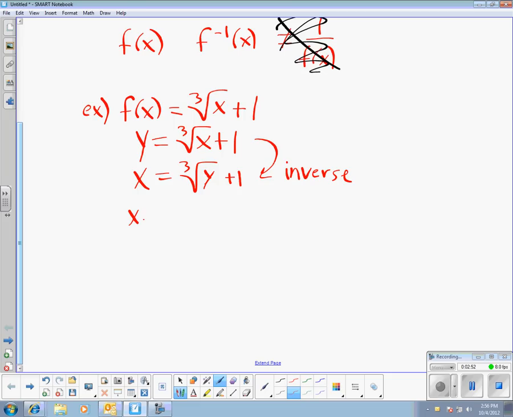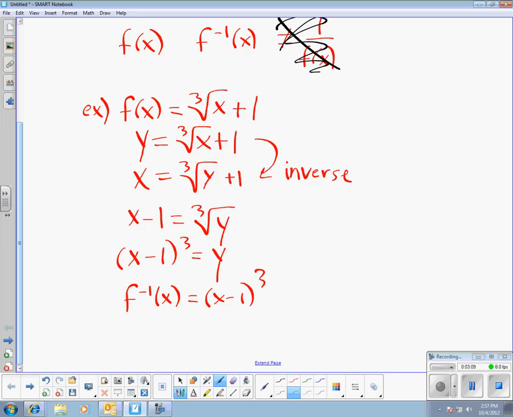So if I subtract 1 from both sides, and then the opposite of cube root is cubing, so I'm going to cube both sides. And this is the inverse. So I would write f inverse of x is equal to x minus 1 quantity cubed. And I have found the inverse. So all my x's have become y's, and my y's have become x's. Algebraically, it's not a difficult process. You just switch the two and then solve for y, and then call it f inverse.